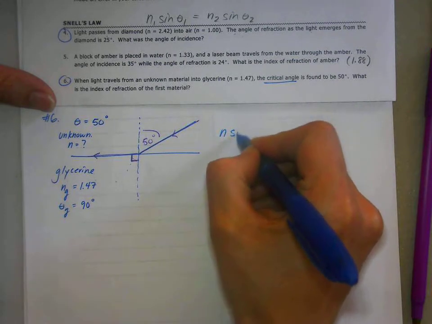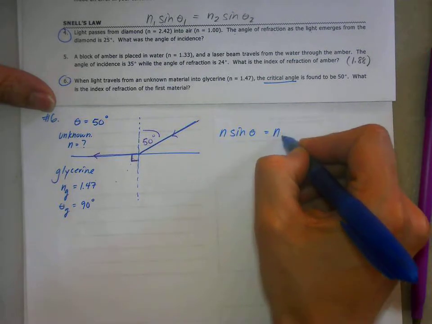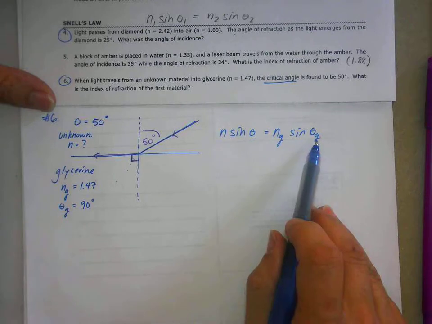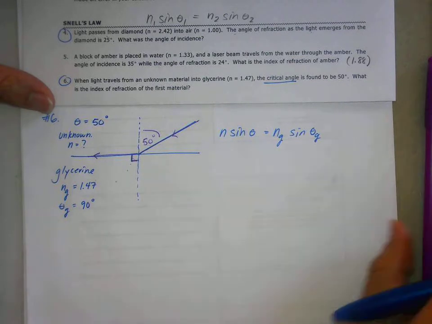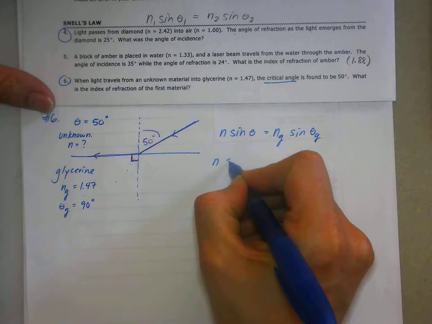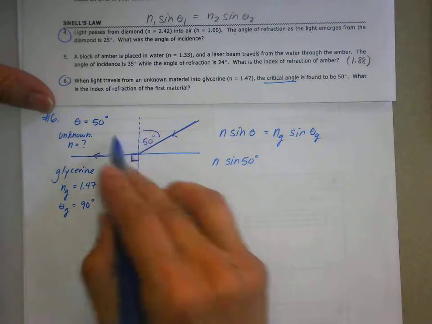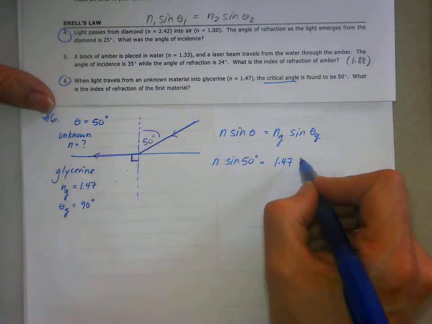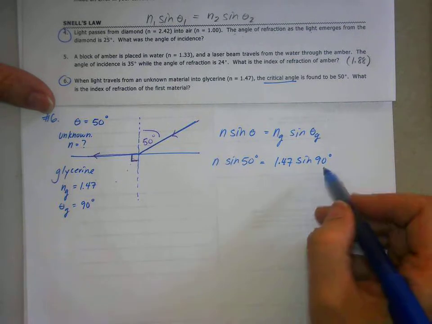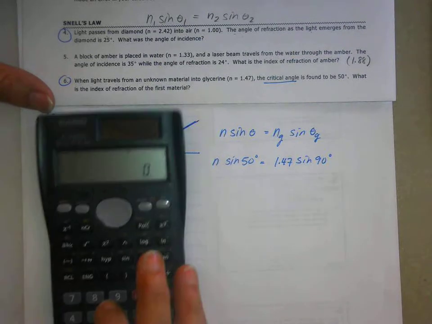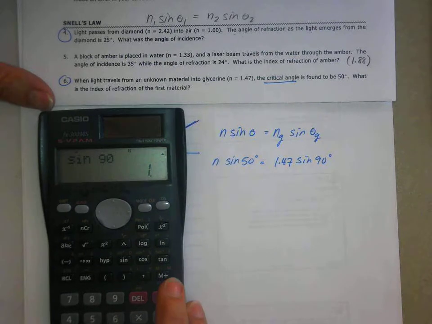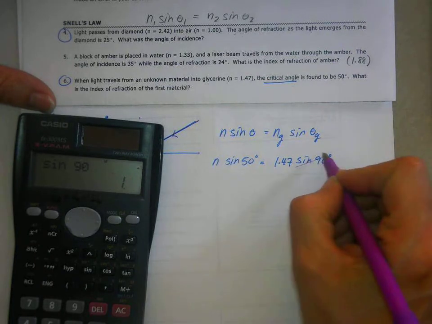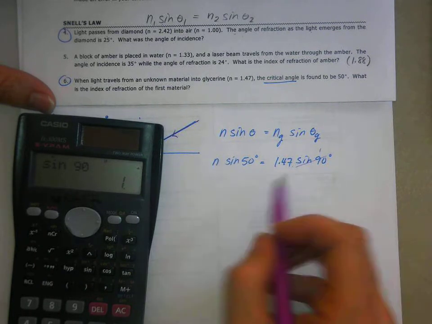So here's my n sine theta equals n glycerin sine theta glycerin. So this side of the equation all has to do with glycerin. This side of the equation is all of our unknowns. So this is going to be sine of 50 degrees because it's in the unknown. And this index of refraction is 1.47. And then it's sine of 90 degrees. If you know what sine of 90 is, great, put it in. If you don't know, sine of 90 is 1. So literally it doesn't even matter that it's here, because this ends up being 1. 1 times anything is the anything.